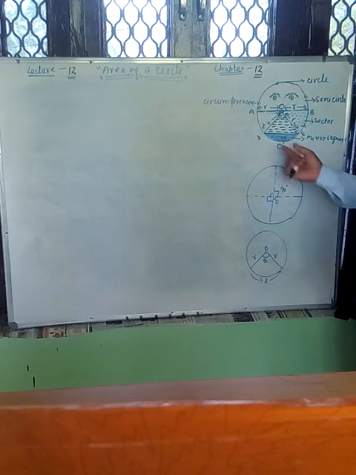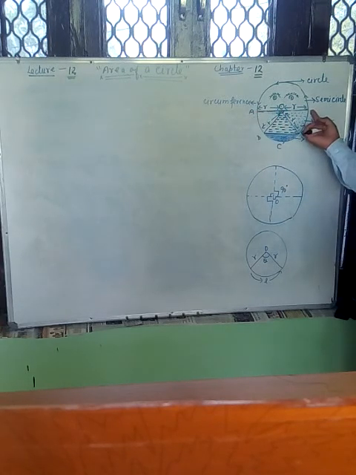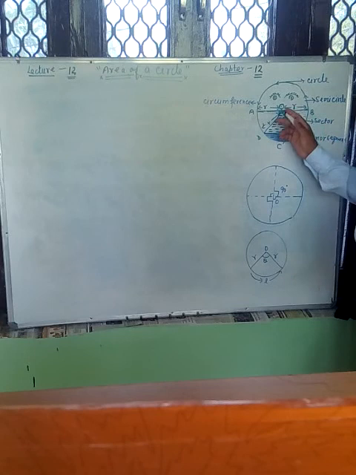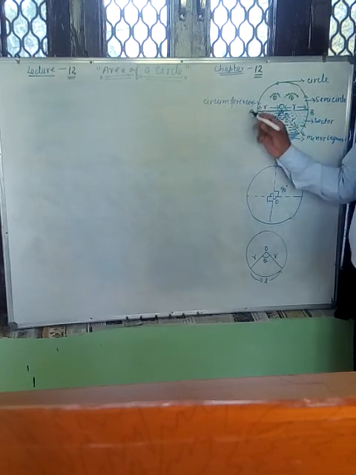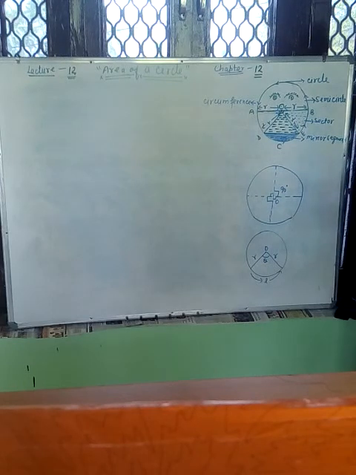And AB is a straight line which passes through the center. This is the center O. This is called the diameter.